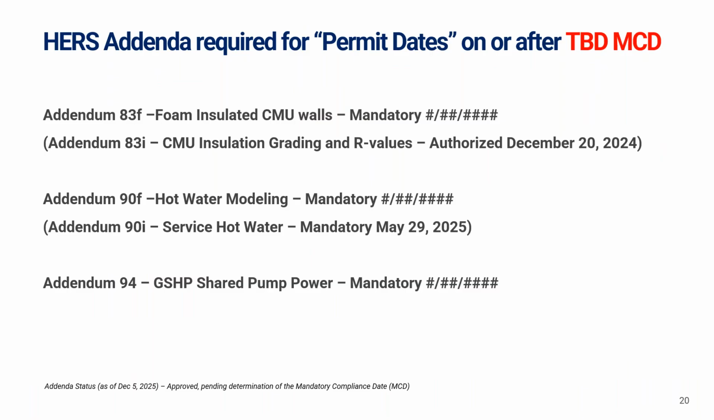That way, if you need to change what you do about plan reviews or site inspections or how you convey this information to your builders, at least you know what's coming down the pipe. These are approved. It's just a matter of determining when they will be required. So let's start with 83, and then I'll hand things back off to Neil to explain 90 and 94.